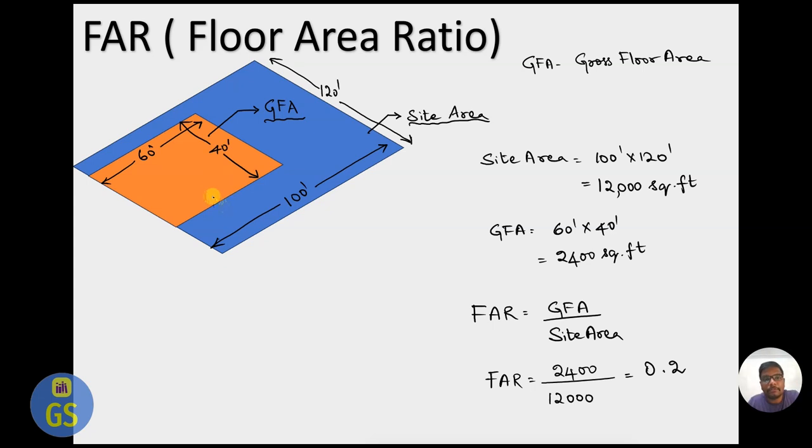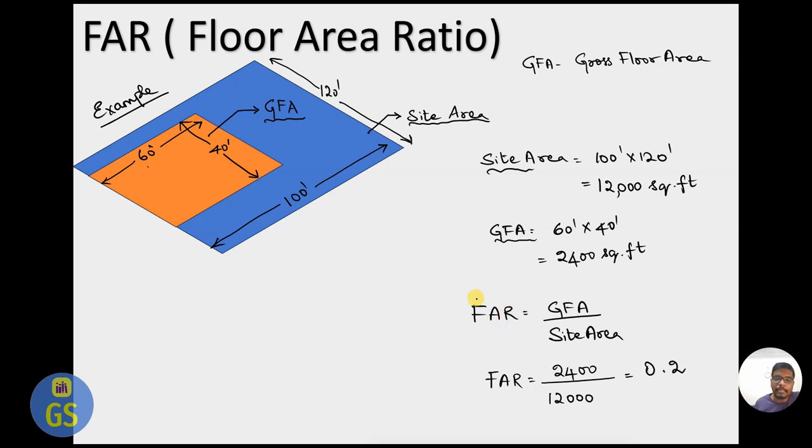For example, to understand how to calculate FAR for your building, you should have the building area, that is 60 by 40, for example. So you have a building size of 60 by 40. This is the building area. Now this is a plot size. What is the ground you have? This is a ground size, 100 by 120. Calculate the area of both. First I am calculating the site area, 100 by 120. We get 12,000 square feet. And then you calculate the gross floor area, that is 60 by 40. We get 2,400 square feet.